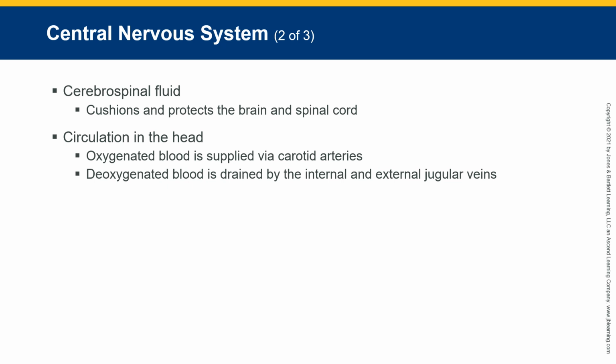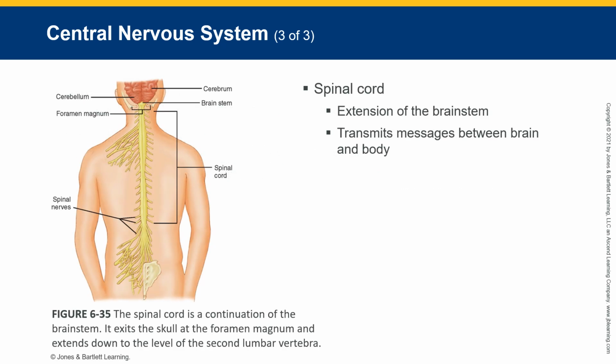Circulation in your head. Oxygenated blood is supplied via the carotid arteries. Deoxygenated blood is drained by the internal and external jugular veins. Your spinal cord is an extension of the brainstem and transmits messages between the brain and the body. No, it does not send text messages.